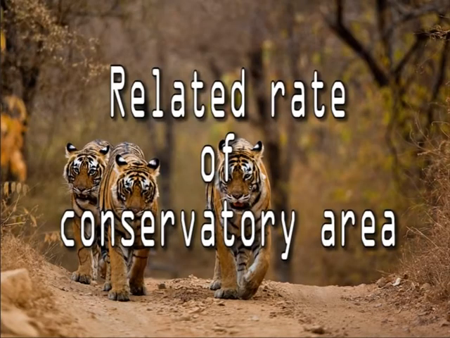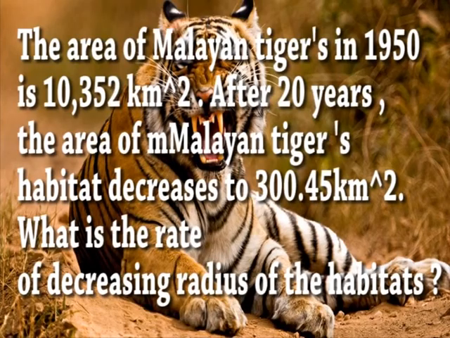My name is Naida Afrina. I will explain about the related conservation area. The area of the Malayan tiger's habitat is 10,352 km squared. After 20 years, the area of Malayan tiger's habitat decreases to 345 km squared. What is the rate of decreasing radius of the habitats?